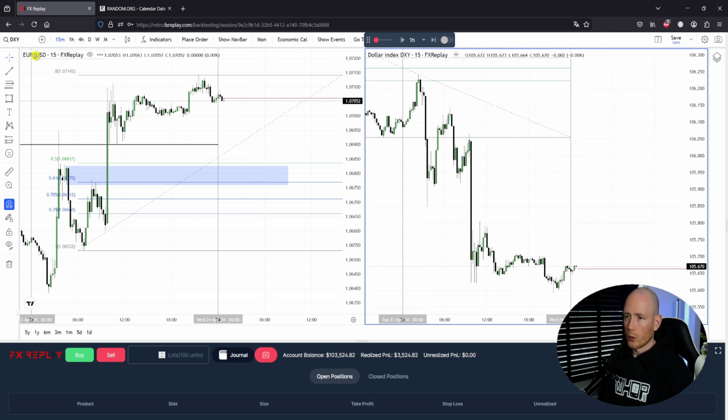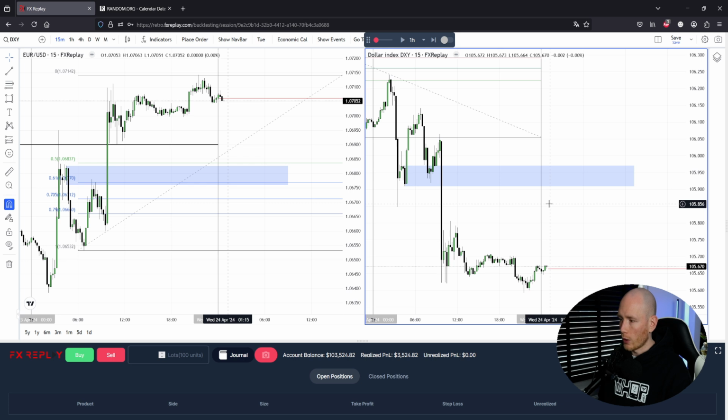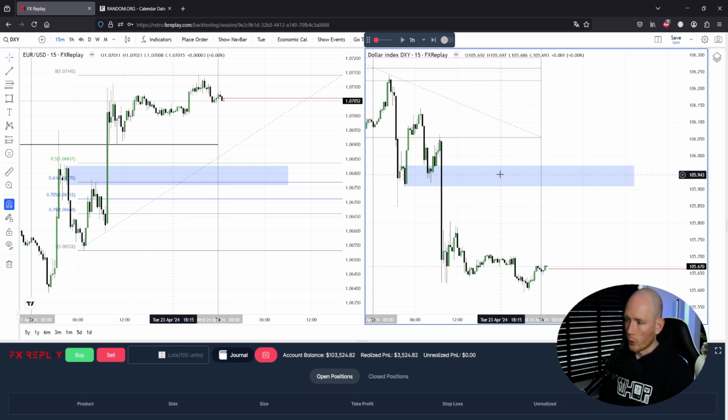Yeah, we have the same one over here. So we have this nice little block here. And you don't really need a PDRA. You just gotta short in premium or buy in discount, but you gotta order pair it. That's the most important part.